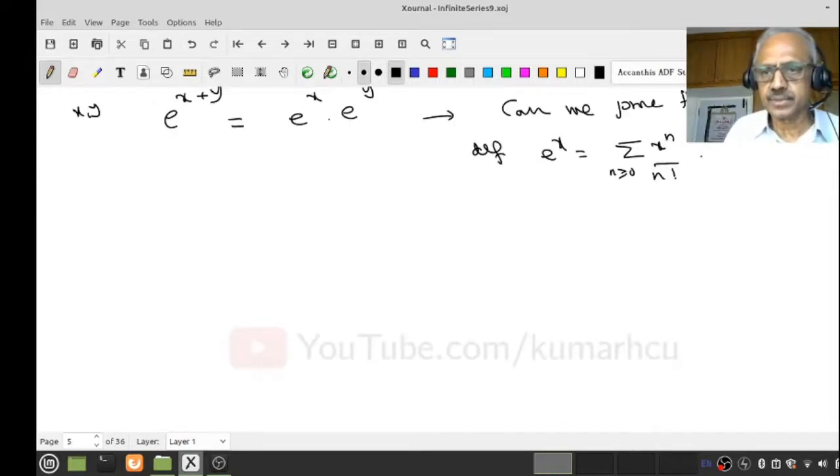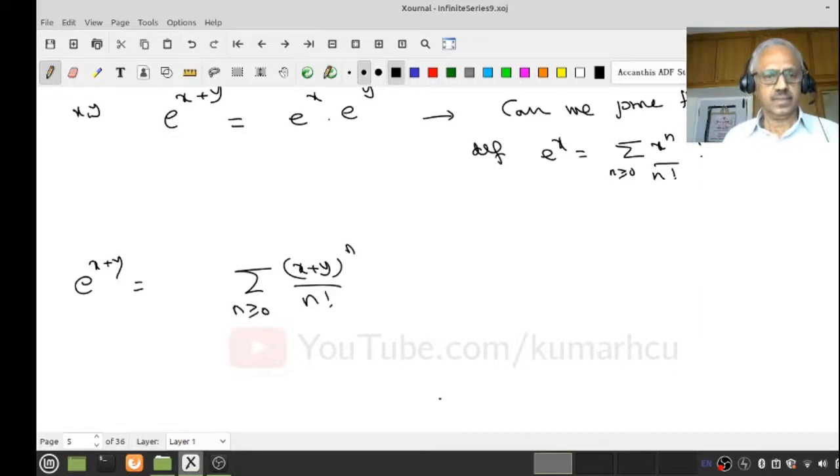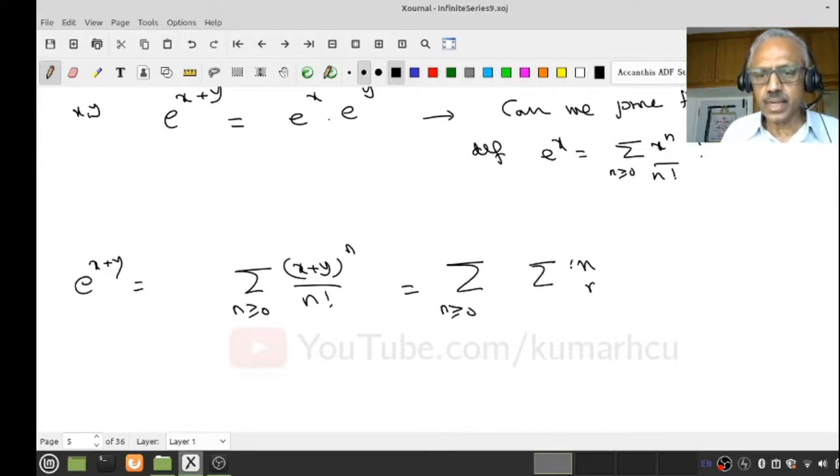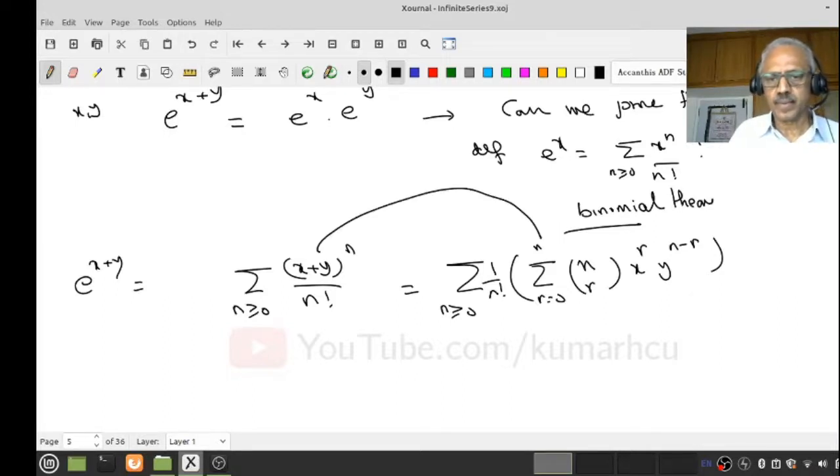Right. This is a question. Now let's try to understand. What is the left hand side, e^(x+y)? That is equal to the summation of (x+y)^n/n!, n greater than or equal to 0. Is that clear? Right. But this, I can again expand. This is going to be the summation over n of the sum, r from 0 to n, of n choose r, x^r and y^(n-r), the whole thing times 1/n!. Here I am using the binomial theorem for integral indices. The bracket thing is nothing other than the expansion of (x+y)^n.